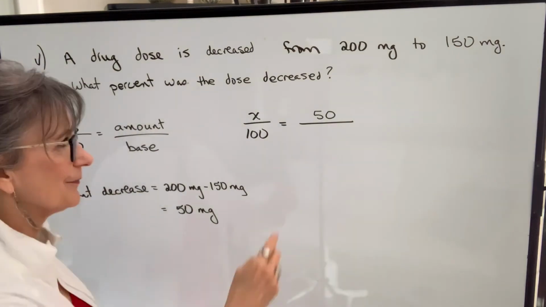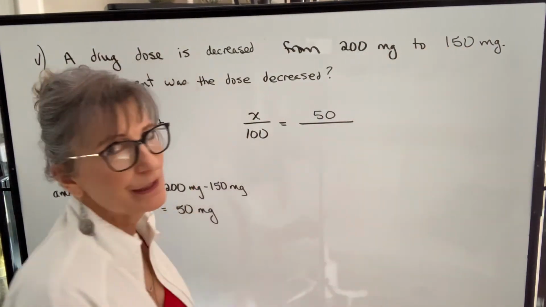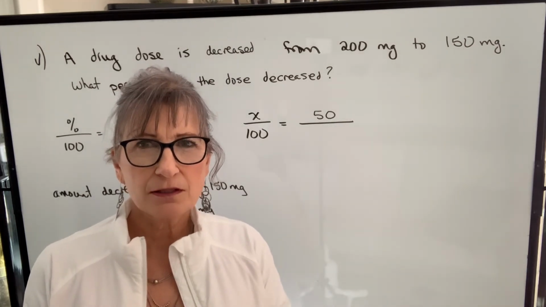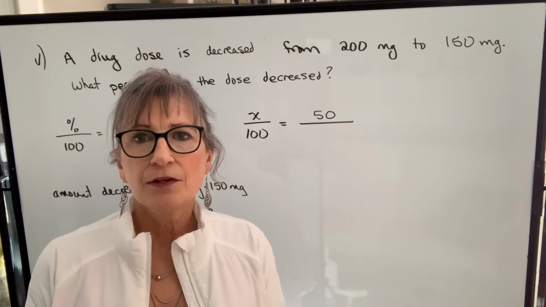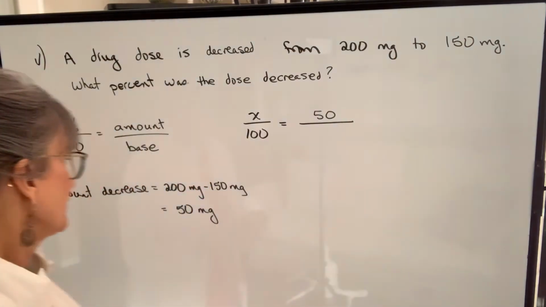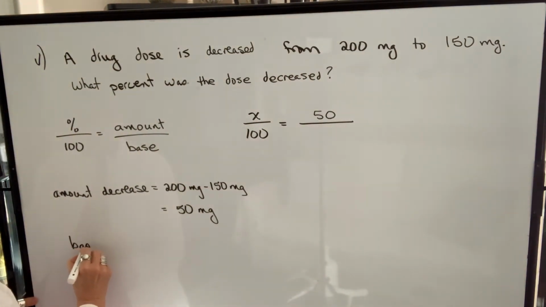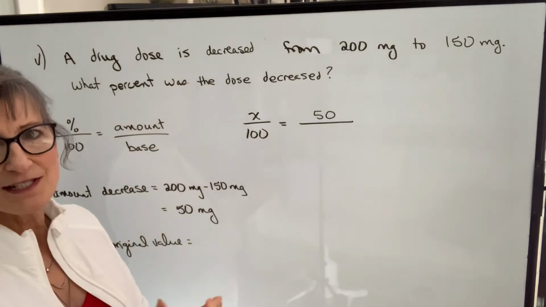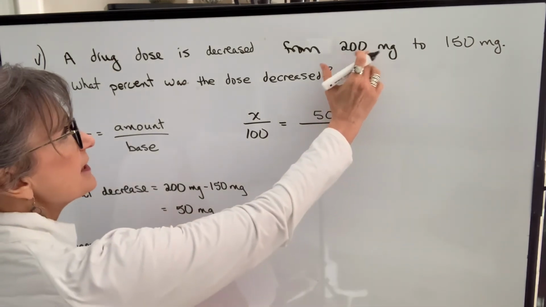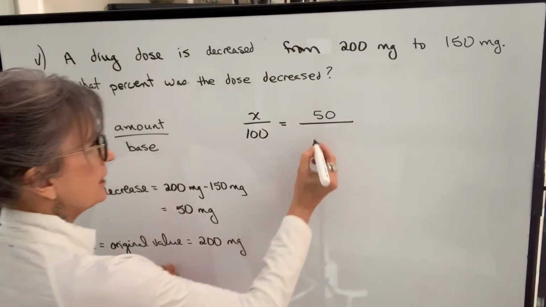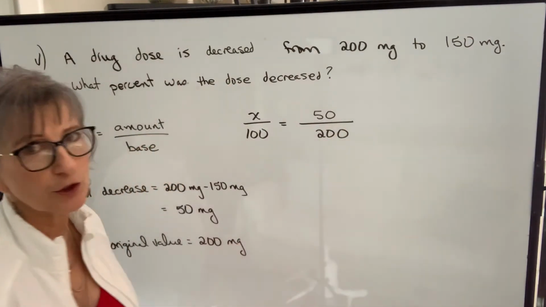Now we need the base. We've got two numbers here, and it's important that you understand which number to choose. Whenever you have anything that's increasing or decreasing, the number that you have to use for your base is what the original value was. So the base is the original value. What did it decrease from? It decreased from 200 milligrams. So that's what we use for our base in our proportion.